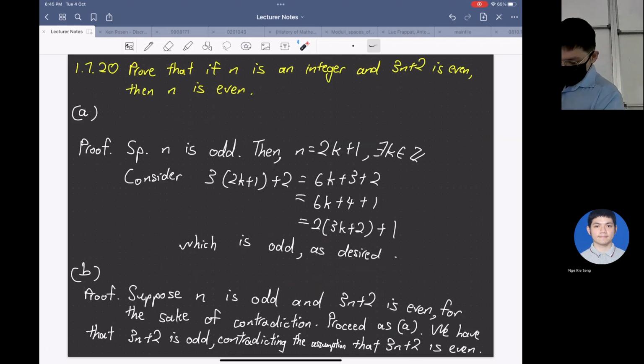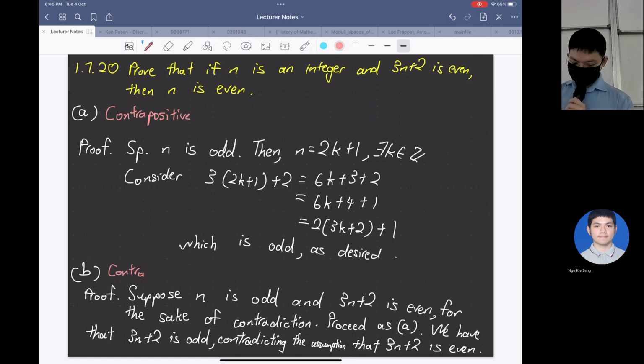Prove that if n is an integer and 3n plus 2 is even, then n is even. Okay, so the first question is, what proof is this? I didn't write it down. So this is a contrapositive. Yeah, this is a contrapositive.